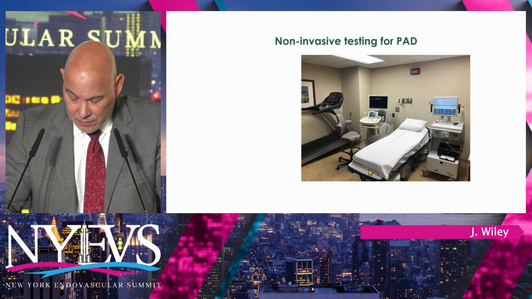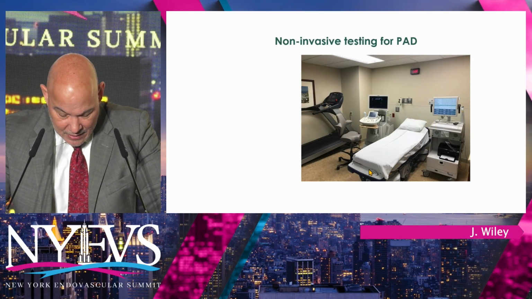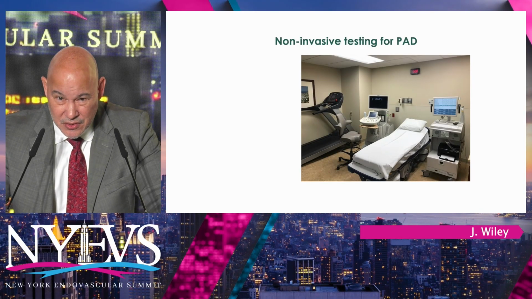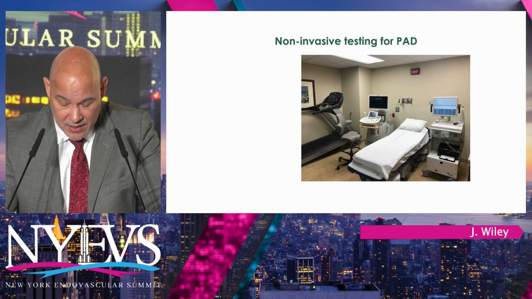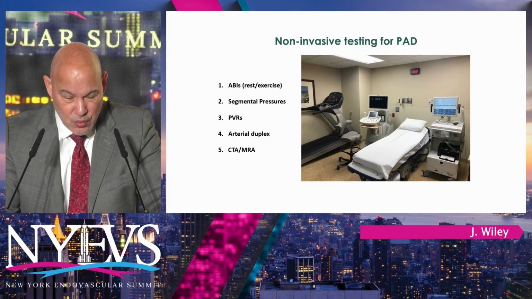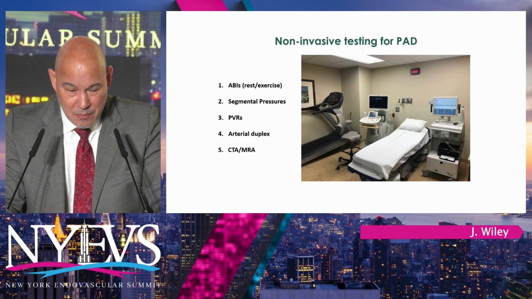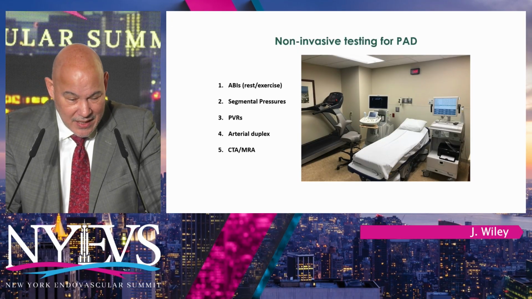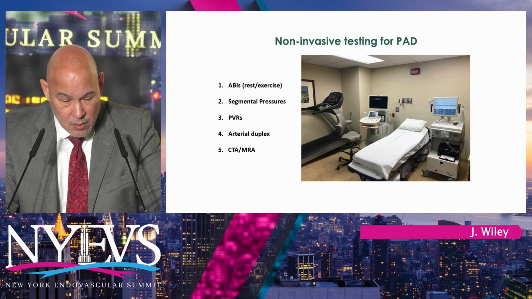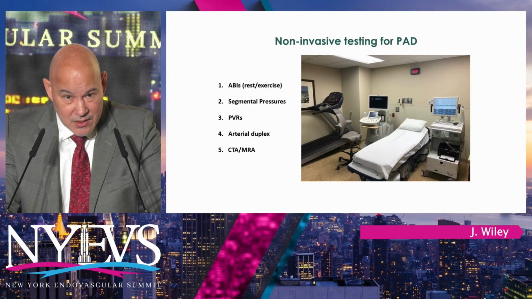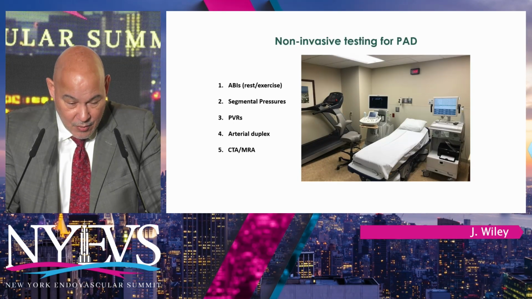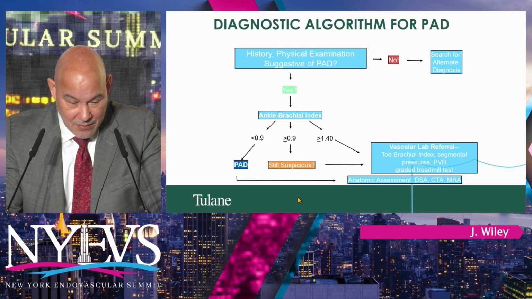Knowing that 1/3 of these patients with risk factors have peripheral arterial disease, our role is to identify who these patients are. For this, we have different modalities. The basic non-invasive testing includes ankle brachial index, rest and exercise, segmental pressures, pulse volume recording, arterial duplex, and other modalities such as CTA and MRA. We're going to go through some of them.